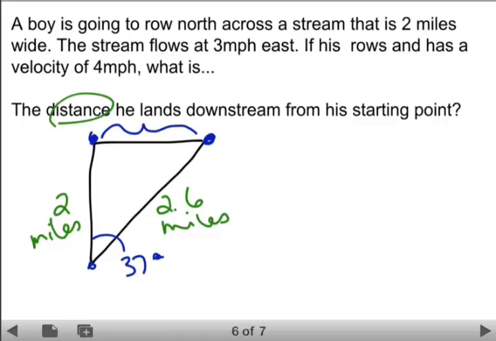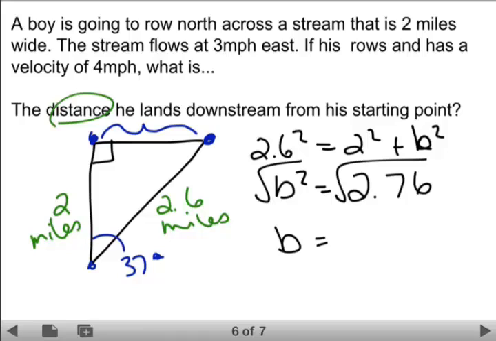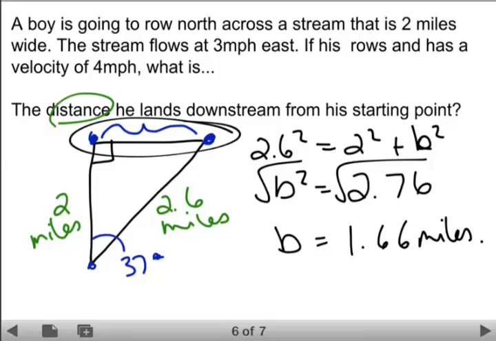Lots of different options here. You could use Pythagorean theorem. You could use SOHCAHTOA again, because of course this is a right triangle. You have a bunch of different options here. So, I guess we could do Pythagorean. So if we do Pythagorean, it's 2.6 squared is equal to 2 squared plus b squared. Okay. So then you're going to calculate that, and you'll end up with b squared is equal to 1.66 miles. So this distance here is 1.66 miles, or you could say he overshot the point he wanted to be at by 1.66 miles. Okay.